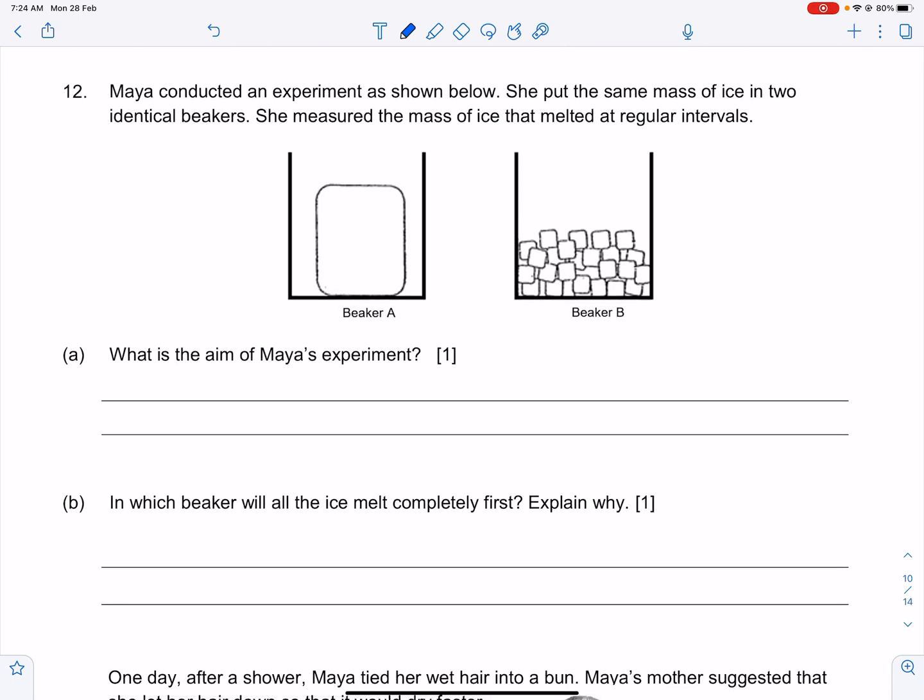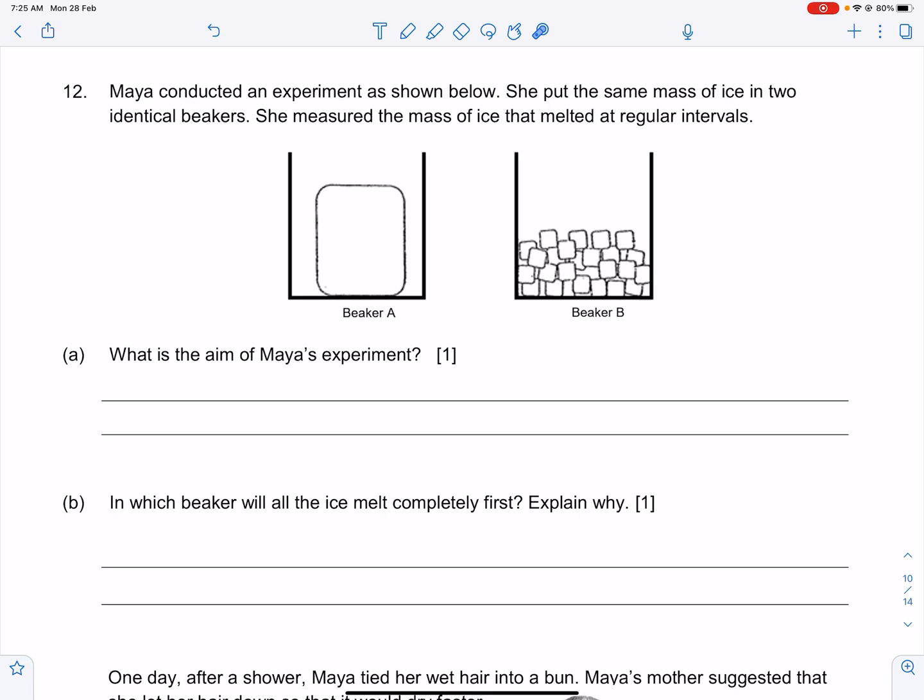Alright, question 12. Maya conducted an experiment as shown below. She put the same mass of ice in two identical beakers. She measured the mass of the ice that melted at regular intervals. So what this means is that she just took the measurements at regular timing. So what is the aim of Maya's experiment?